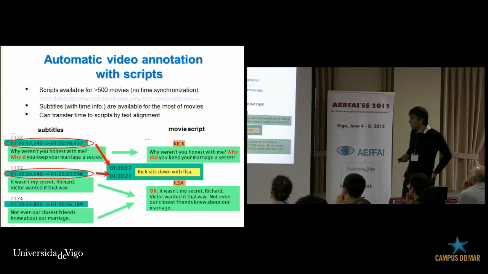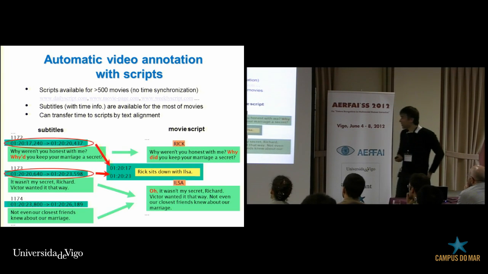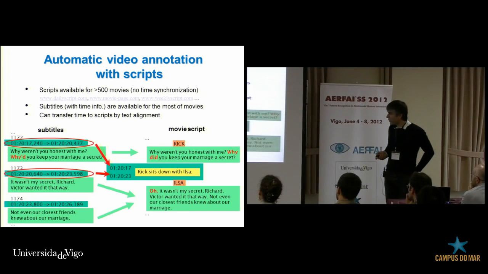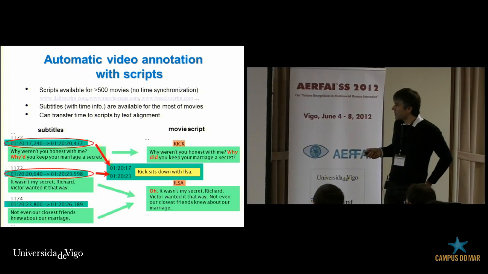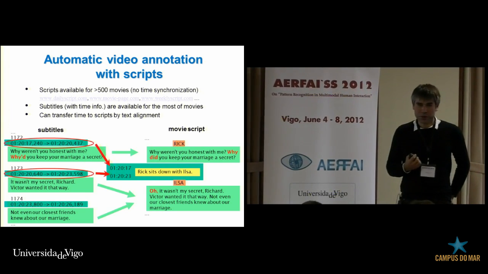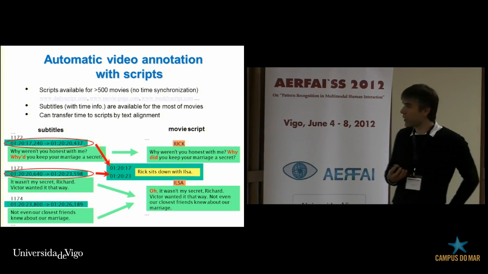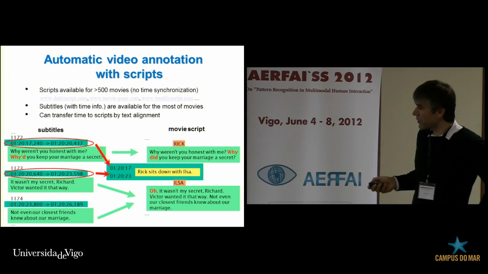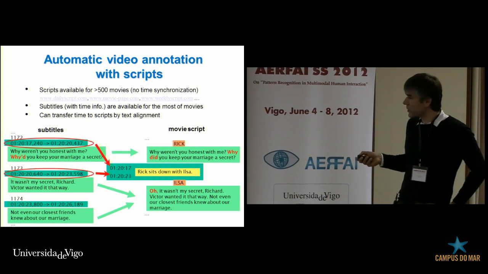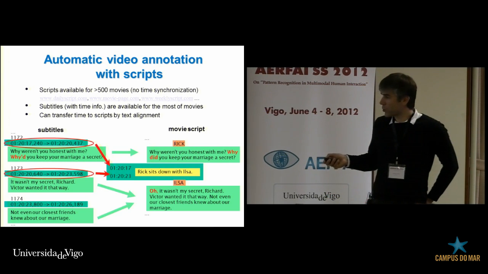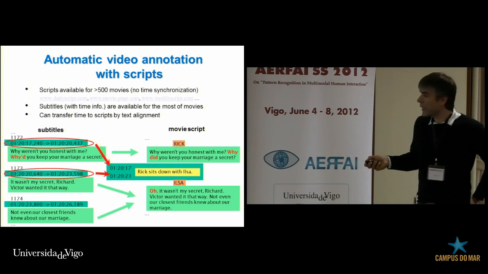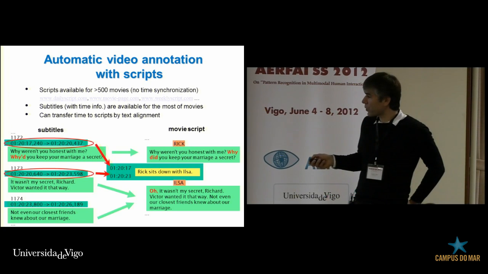Another way to address this without hiring lots of people to do annotation is to use additional data in terms of scripts. Luckily, there are lots of TV scripts and movie scripts online. Here is one example from Casablanca, and there are hundreds of movies with scripts online. So what is a script? It's not just subtitles. It includes subtitles, basically what the people say, but it also has annotation of who is talking and eventually what is going on. For example, Rick sits down with Ilse. This information could be very useful for annotating actions.